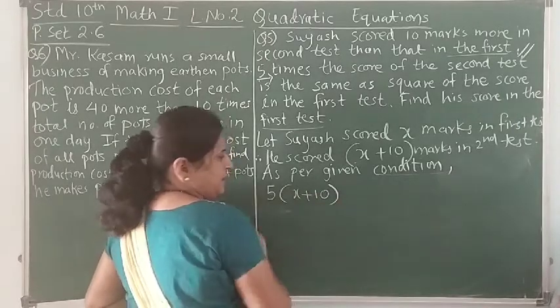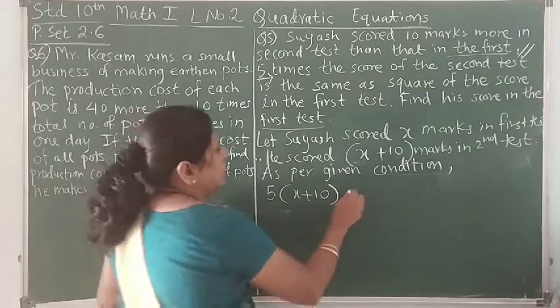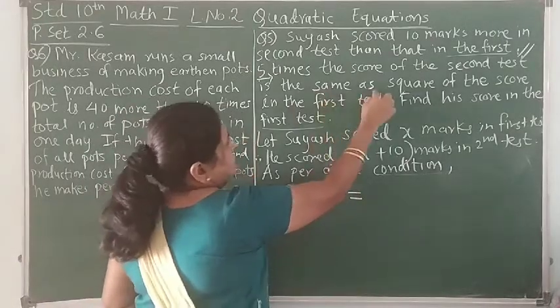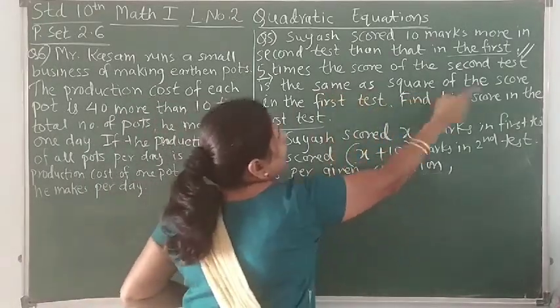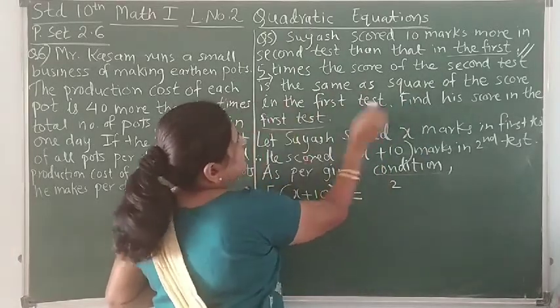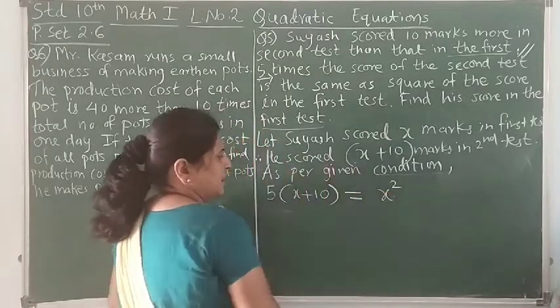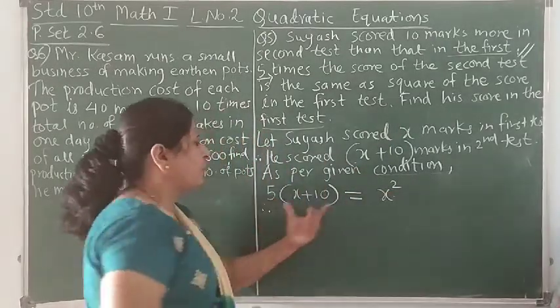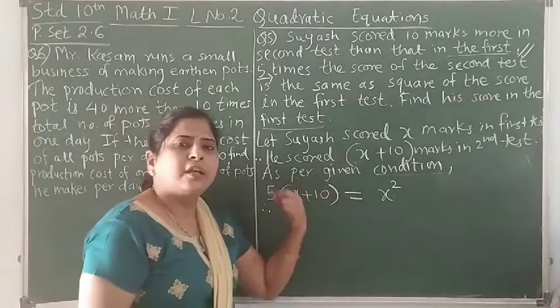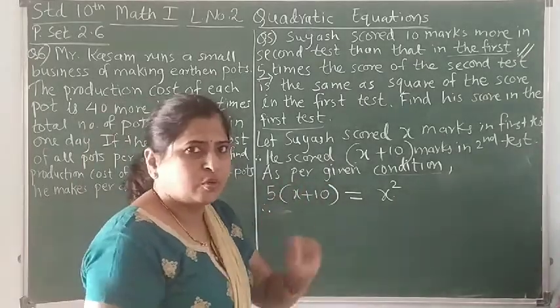5 times the score. So the score in the second test is equal to the square of the score in the first test. So what is the square of the first test? It is x. So square of x. Okay, now we have got the equation. Let's bring it into the standard form, ax square plus bx plus c is equal to 0.